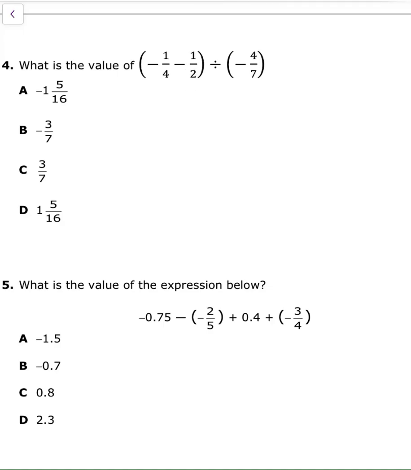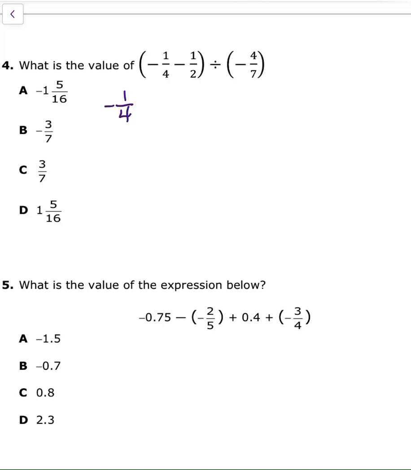Remember, some people say, think of this as negative 1/4 and negative 1/2. Some people say plus negative 1/2. Either way, we're going to have negative 1/4 and a negative 1/2, which means we are adding those together because the signs are the same.